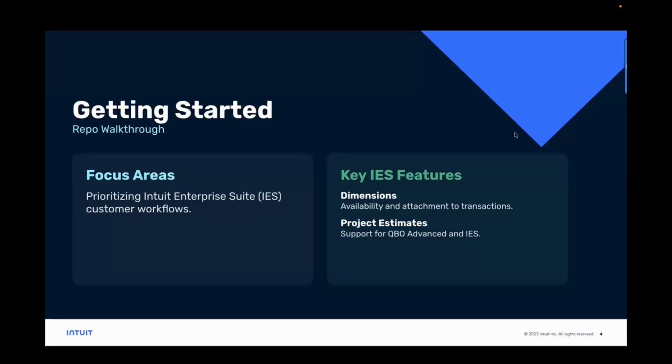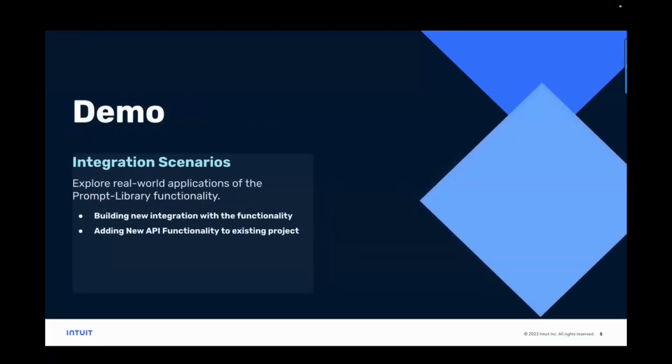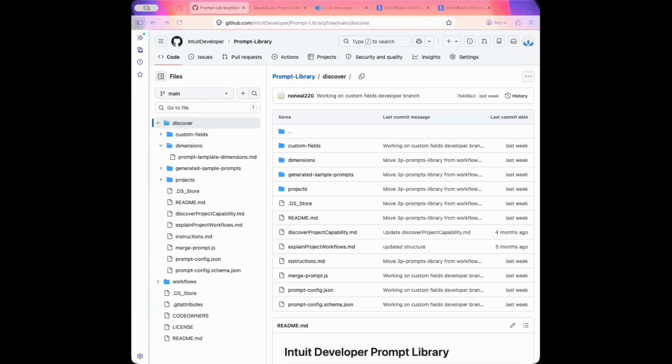Let me show how simple this is to work with. Open github.com and navigate to this repository as shown here. This is a prompt library repo. You can see it's organized into folders. We are going to talk about the Discover folder today. That's the prompt generation engine.